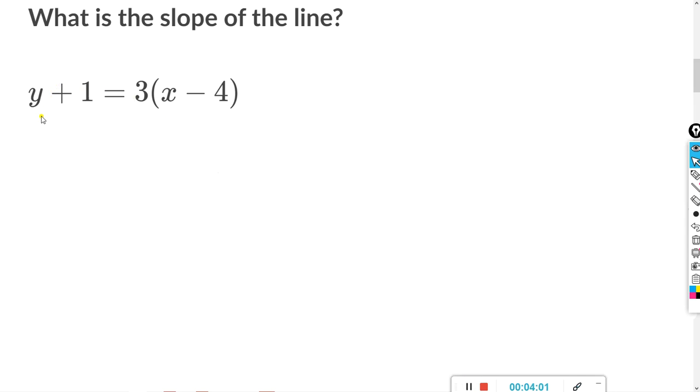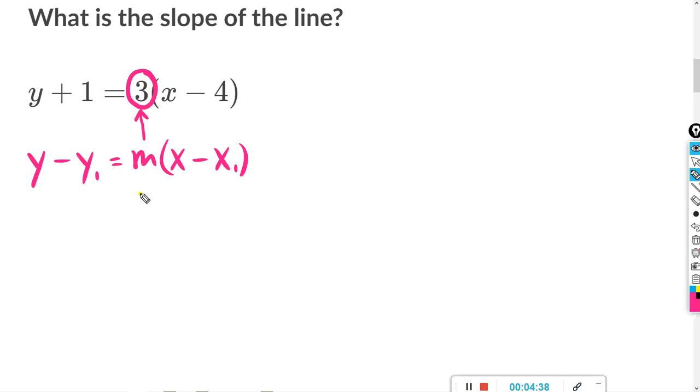So here we have the line equation in a different form. Again, they want us to find the slope of the line. And this equation right here is actually in point slope form. So the equation for point slope form is y minus y1 equals m times x minus x1. So if it's in this form, it's actually easy to identify the slope. Remember, we said m represents the slope, so this right here would be the slope. So the slope is just 3. So there's nothing really to calculate on this problem.